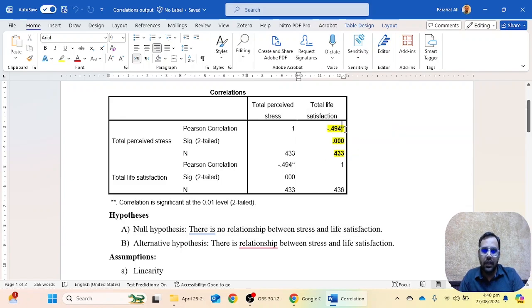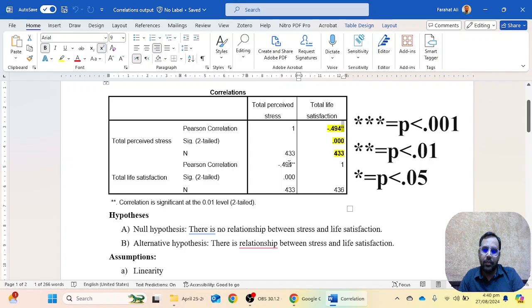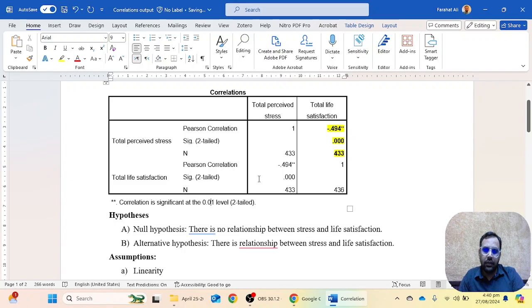If you see two asterisks here, it means the p value is significant at the 0.01 level. If you see one asterisk, it means the value is significant at less than 0.05. If you see three asterisks, it means the value is significant at the 0.001 level. So in this particular case, it's a significant value at the 0.01 level, and you have 433 respondents who responded about perceived stress and life satisfaction.